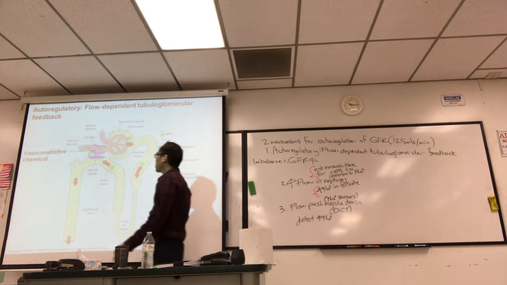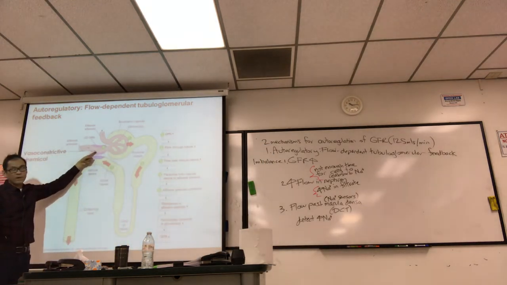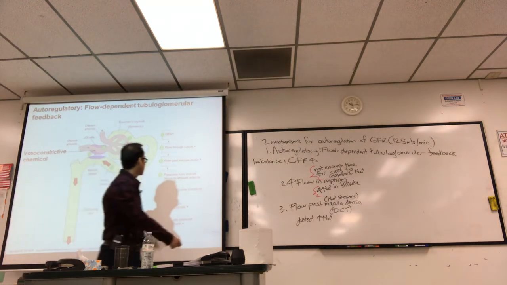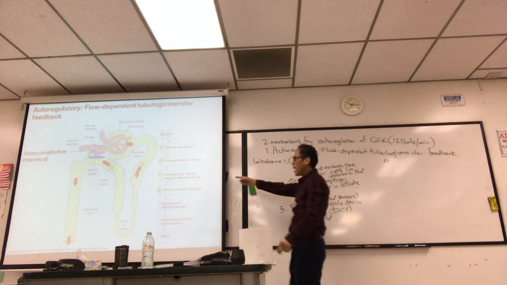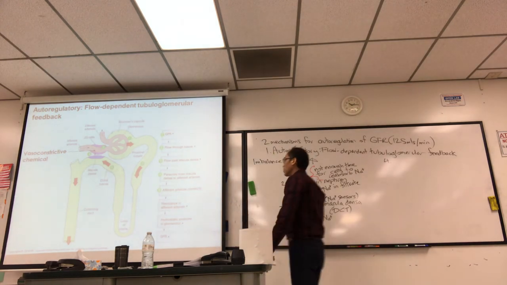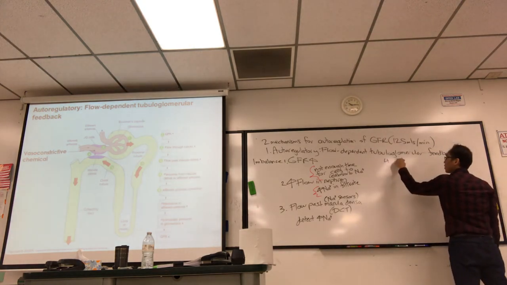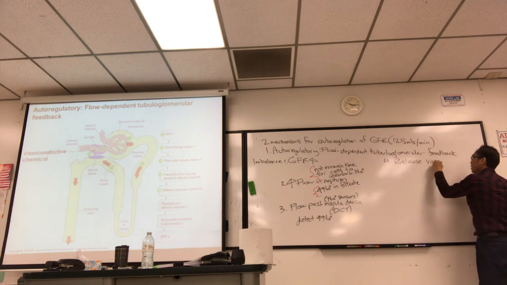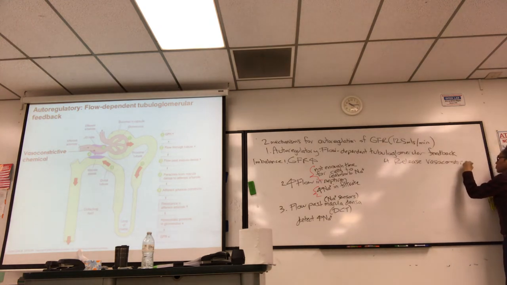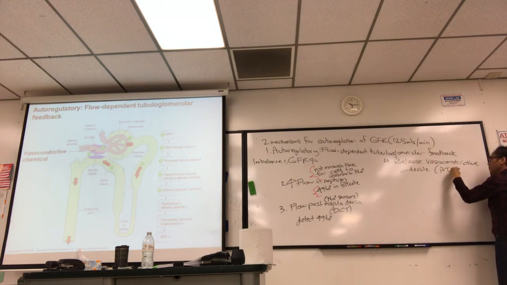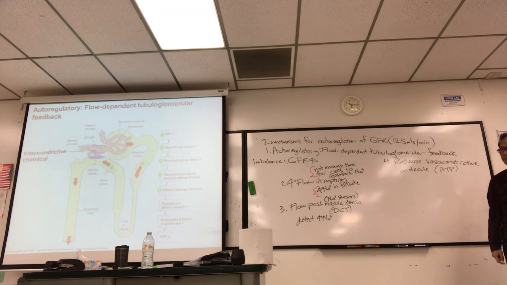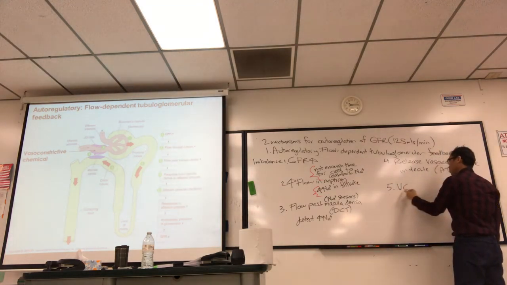So they do something about it. They say, oh, too much sodium. So they constrict the afferent arteriole. They release a substance from there to there, a very short distance, to vasoconstrict. That's what number four says: paracrine from macula densa to afferent arteriole. So I'll just say release vasoconstrictive molecule. It could be different things. Your book says it's ATP. ATP usually makes it vasoconstrict. And next step, number five: vasoconstriction of the afferent arteriole.